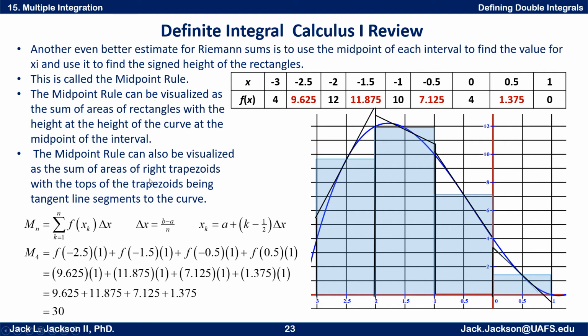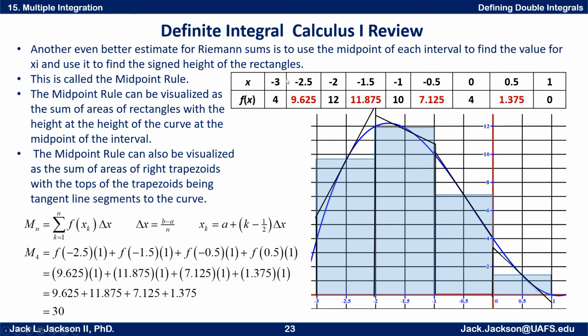Now, it turns out there's an even better way to do it in Cal 1, and that is to do the midpoint rule. So the midpoint rule is you take the interval, you find the x value in the middle of the interval, go up to the height of the curve, and draw your rectangles there. So these little blue rectangles should all be hitting at the same places here with the curve. Now, so that's areas of rectangles.